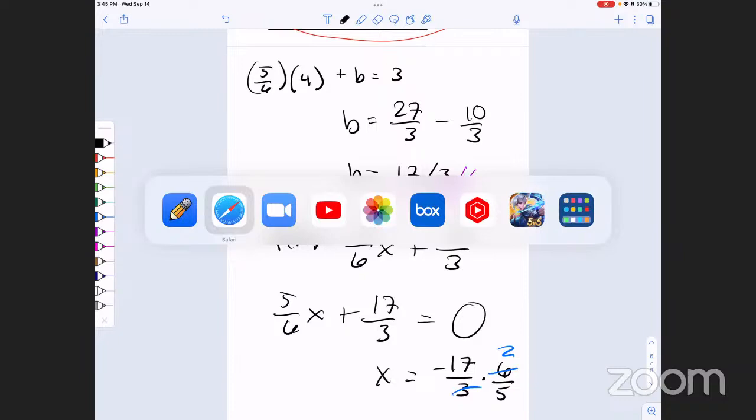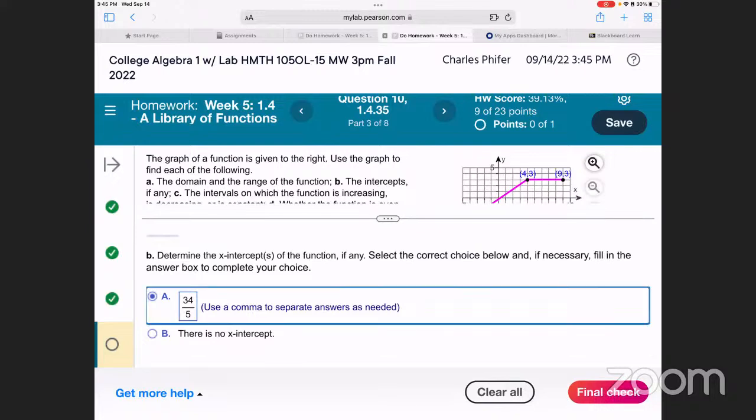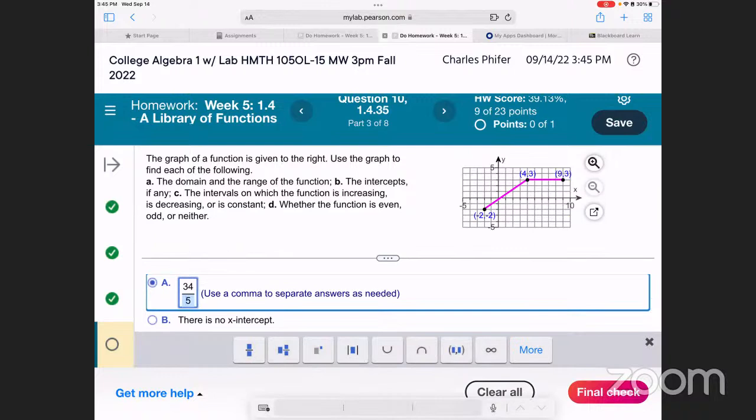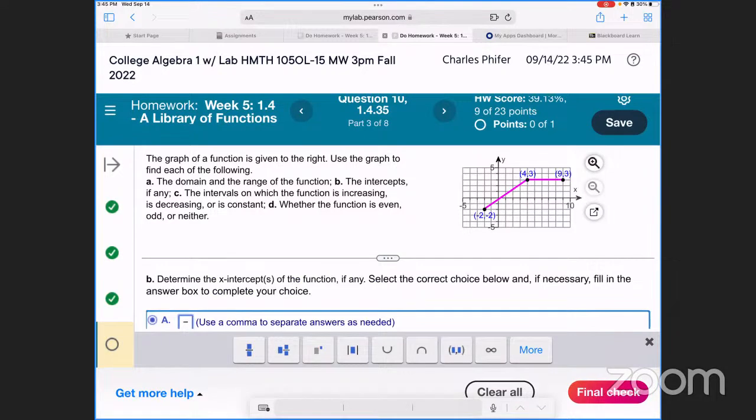Oh, I think we forgot to put our negative. Yeah, see, I'm totally tired. Let's see if we can get this in. It's our last chance. If we don't get it here, I'm going to have to retype it. Negative 34 by 5.